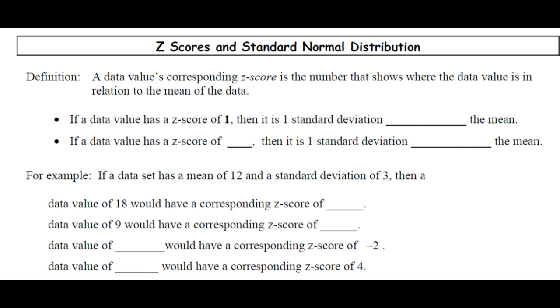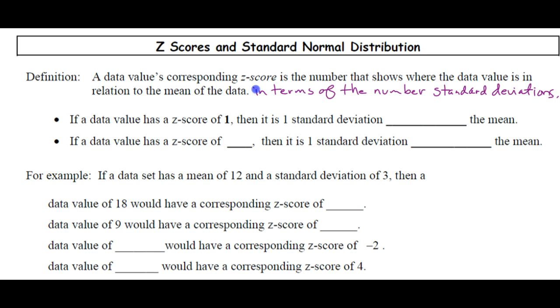So a data value's corresponding z-score is the number that shows where the data value is in relation to the mean of the data, right? In terms of the number of standard deviations. So a z-score is a number of standard deviations away from the mean. And what it allows us to do is standardize any distribution.